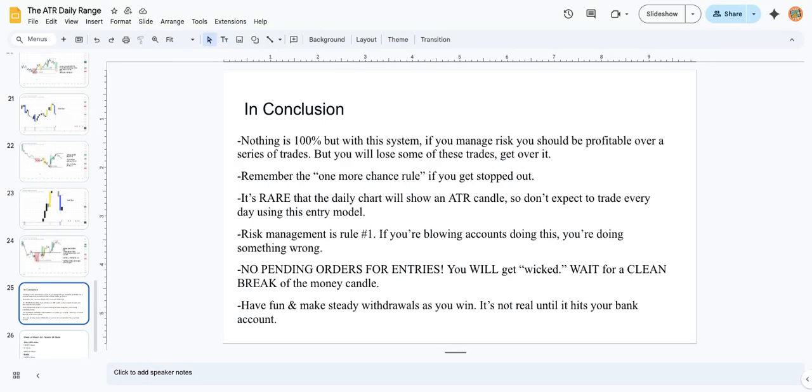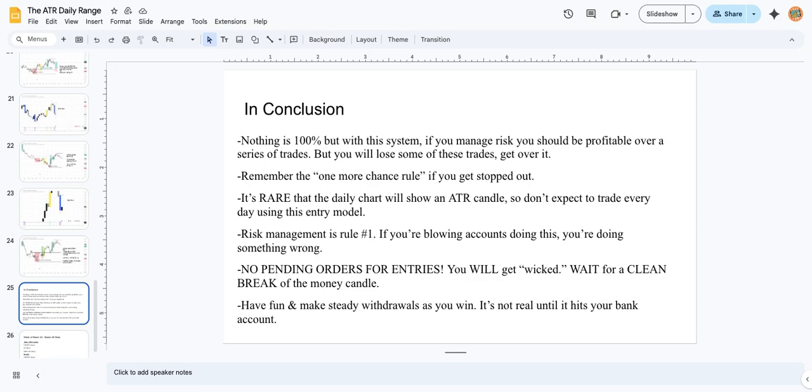No system is 100%. Remember the one more chance rule. If you get stopped out, you will get stopped out from time to time, where there's a high of day and then it breaks and then price keeps going in that same direction. You get stopped out. What do you do? All you have to do is wait for the next high of day to form. And you have to wait once again for the break to come below the money candle. And the good news is, as long as price does not break below the money candle, you shouldn't even be trading. So sometimes price will just keep right on going and there's no entry, and that's good because you would have been wrong anyway. So that break is what keeps you out of bad trades.